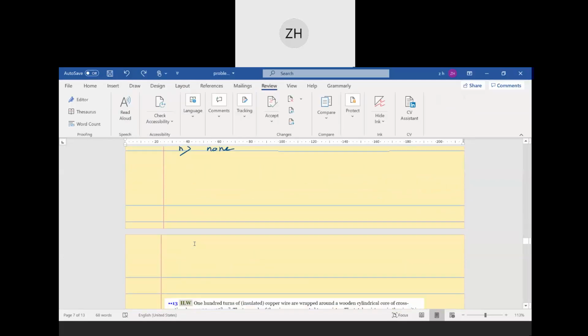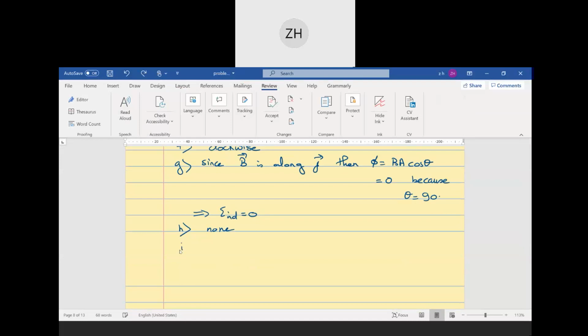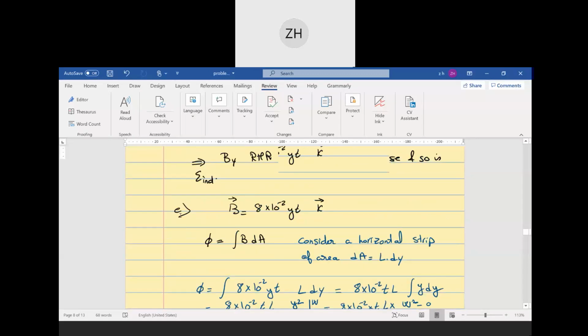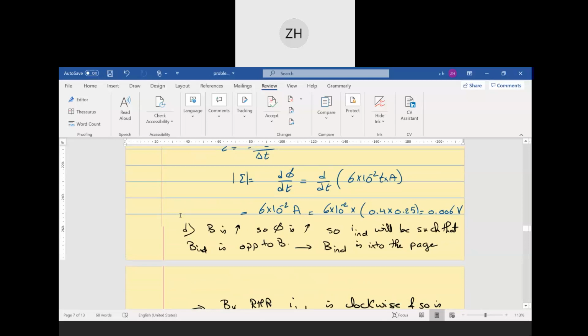So in part I, B is along the positive x-axis, which is the direction of i. So phi is equal to 0 since theta equals 90. This is the angle between the magnetic field and the normal to the area of our loop. And of course, there is no direction because there is no induced electromotive force. So here we had different equations and different expressions for the magnetic field, and we were checking what will happen for these different expressions.